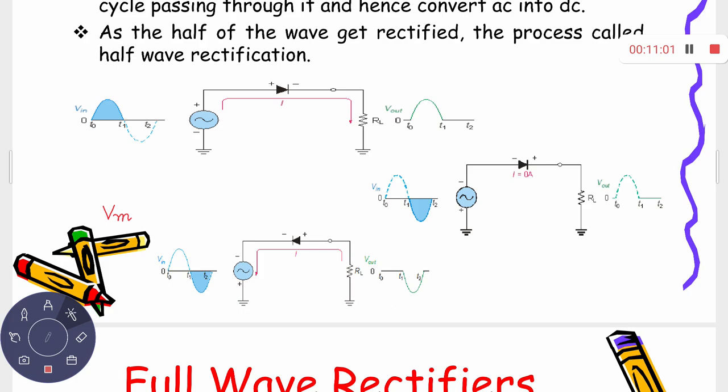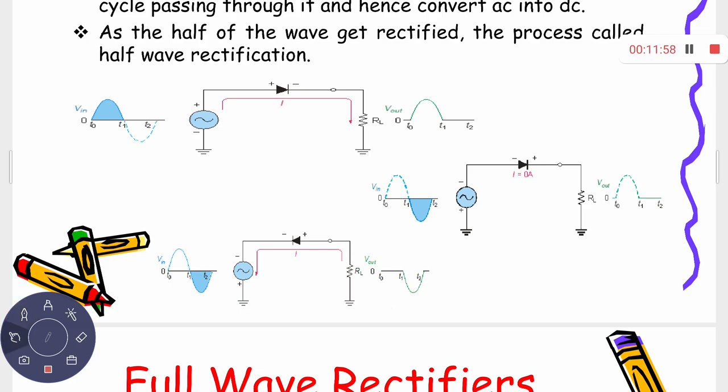Now since the current is flowing in this direction, this potential is larger and this potential is smaller, so the wave shape is something like that. Here we are assuming ideal diode conditions. So in both of these two cases, only one half of the input is present at the output, not the two halves. The entire signal is composed of two different halves: the positive half when Vin is greater than 0, and the negative half when Vin is less than 0.